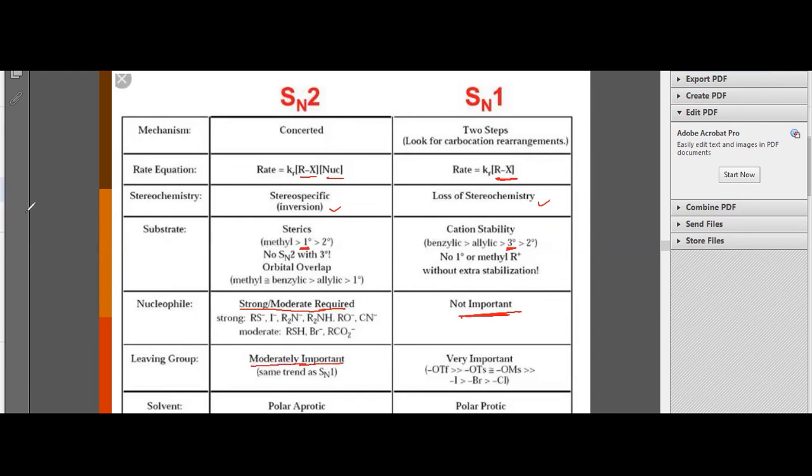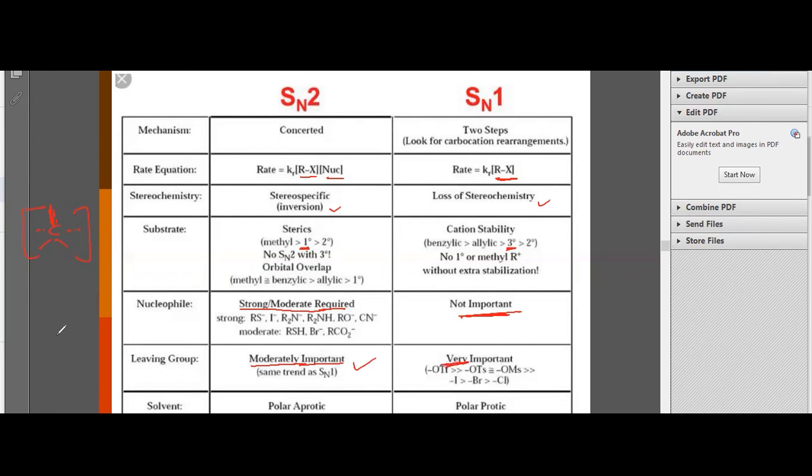Because you know that the transition state is pentavalent carbon, right? So if you have a good leaving group, it is okay. But if it is not, it's okay as well. But a moderately good leaving group is quite important for SN2. But for SN1, this is very important.